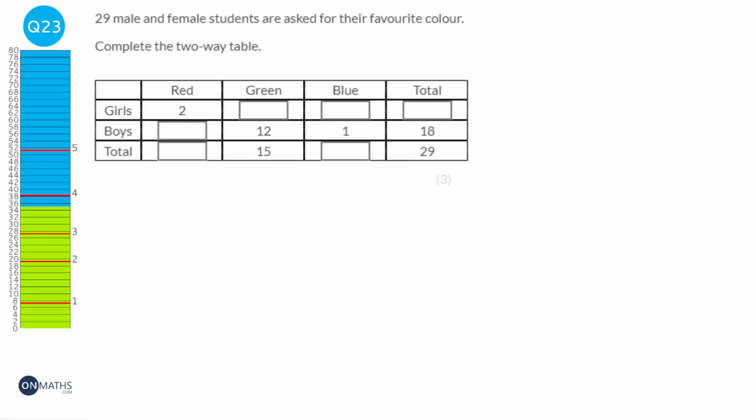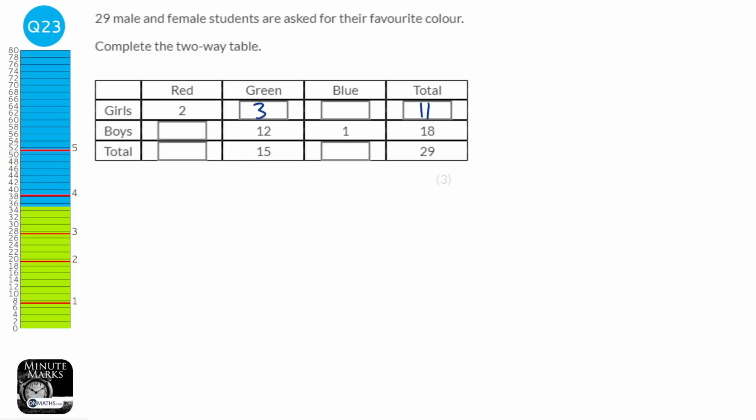With these questions we've just got to go around and fill in what we can, and there's going to be some numbers like this one here we can't fill in yet, so we're going to have to be strategic in the order we do it. I'm going to first of all look here and notice that the total of girls and boys is 29, the total of the boys is 18, so take away the 18 from 29 and we get 11. Next one I'm going to fill out is this one. Notice that the total for the green is 15, total for the boys who picked green is 12, and therefore for the girls it's going to be 3.